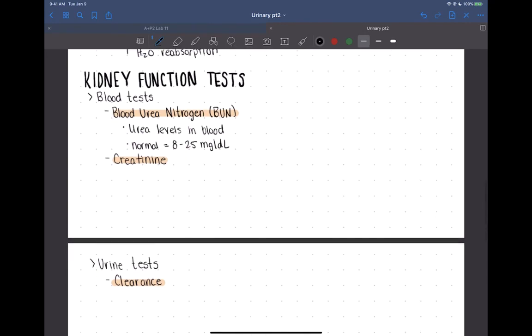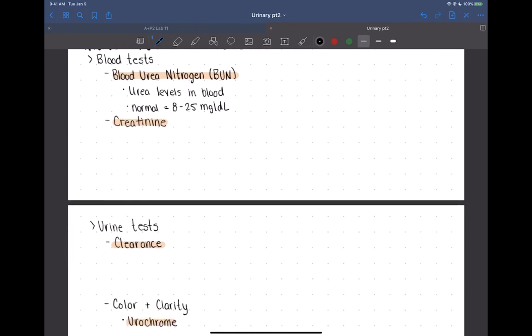All right, and so then from the blood, you can also test the creatinine levels. So again, like the urea, it should be eliminated. This is a waste product. So essentially with both of these, you're just testing to see how efficiently that kidney is getting rid of waste. And so it should be less than 1 milligram per deciliter. That would be a normal level.